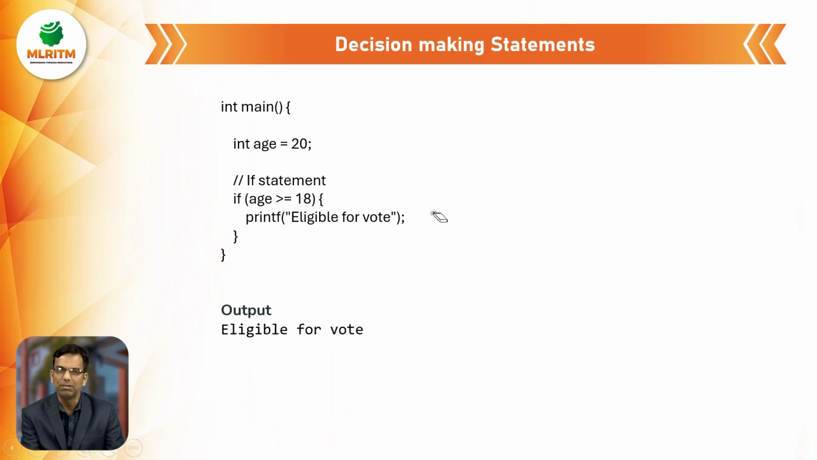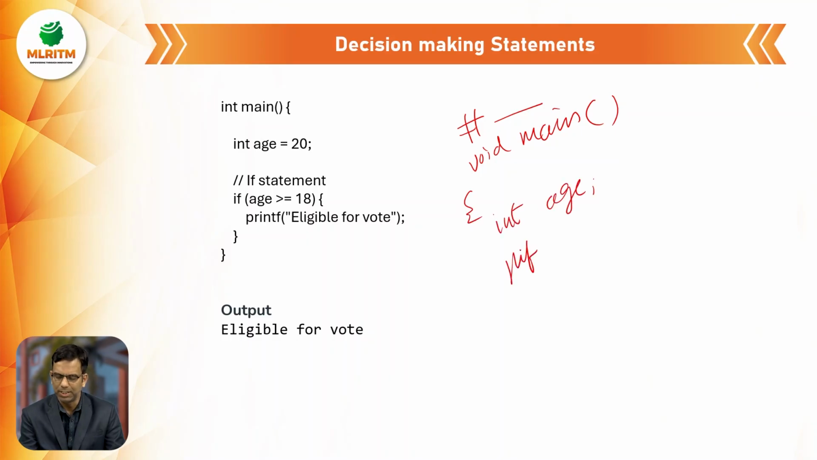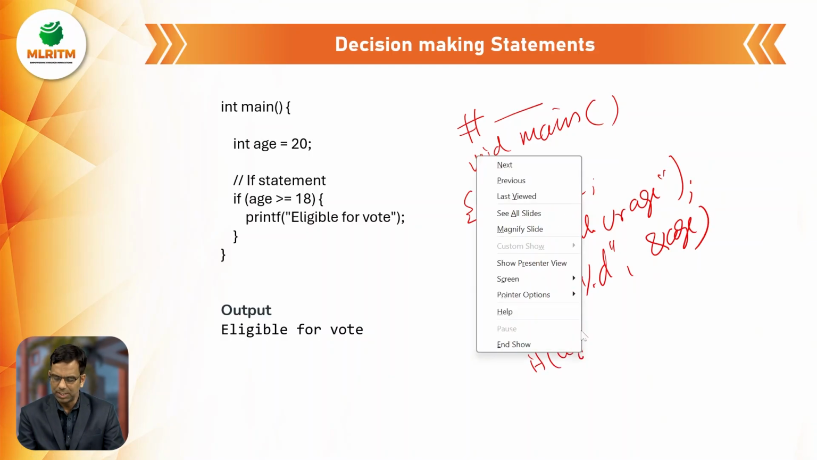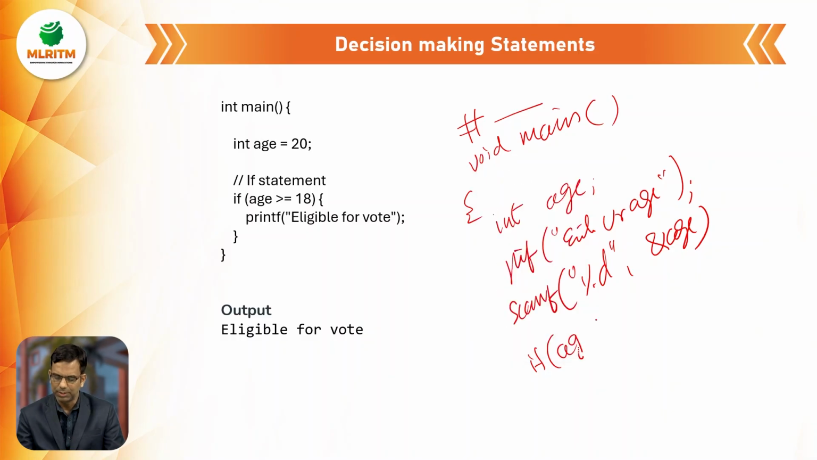Okay, one more example I will write here. #include <stdio.h>, void main. Here I am taking the data type as integer and the variable as age. Then I am writing printf "enter your age". Then here I am writing scanf("%d", &age). Then I am declaring a condition: if age is greater than or equal to 18.